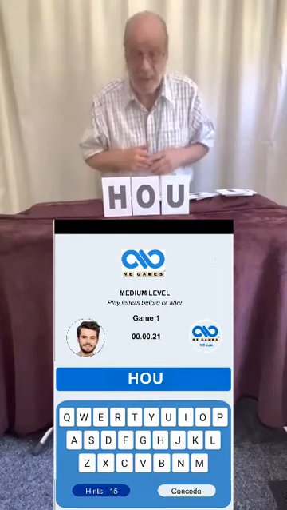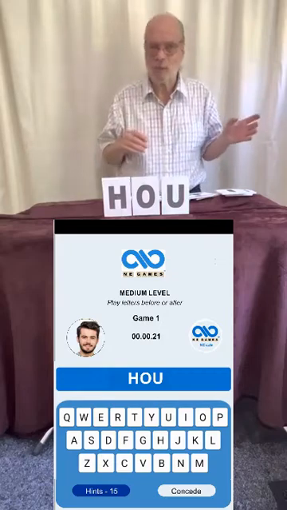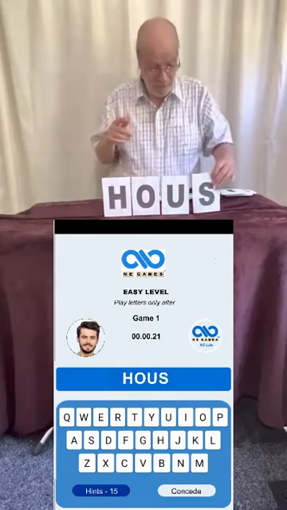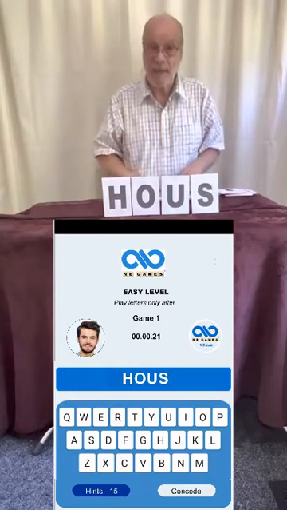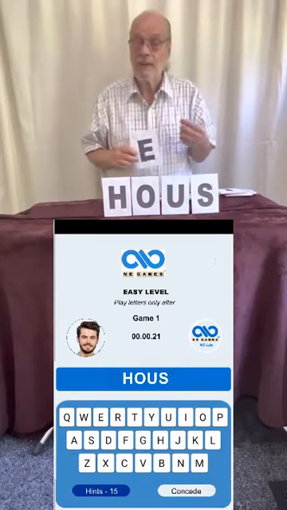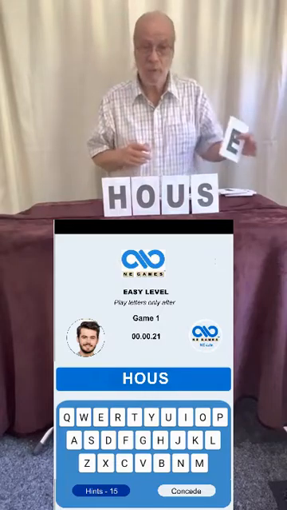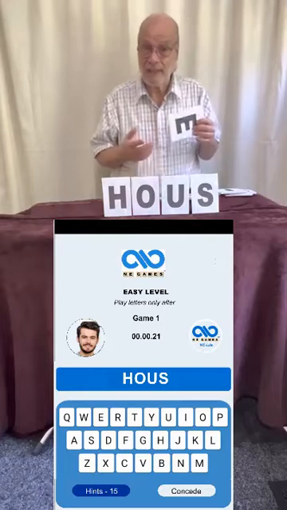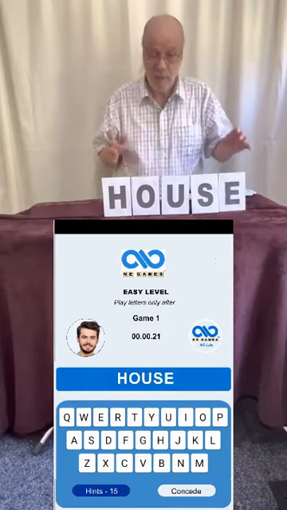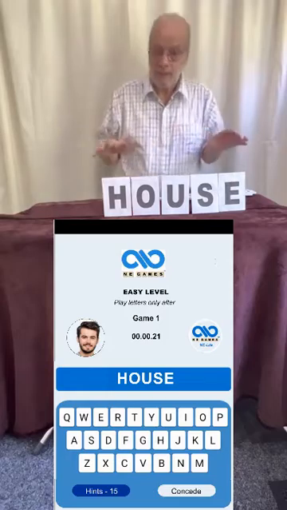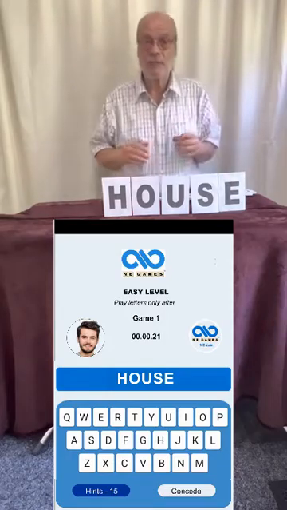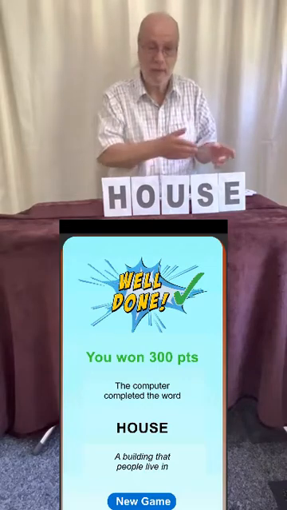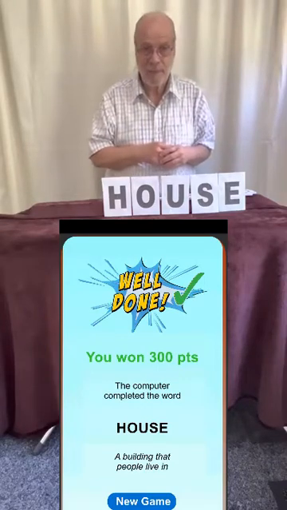So the computer now played a U, which is pushing me towards house, and I'm happy with house for this reason, because if the computer indeed plays the E, then I would win, because the computer would play the last letter. I can't think there's many other letters that it can play. So in this example, the computer played the E, and the computer's finished the word house. Therefore, I have won at easy level because I managed to make the computer play the last letter.